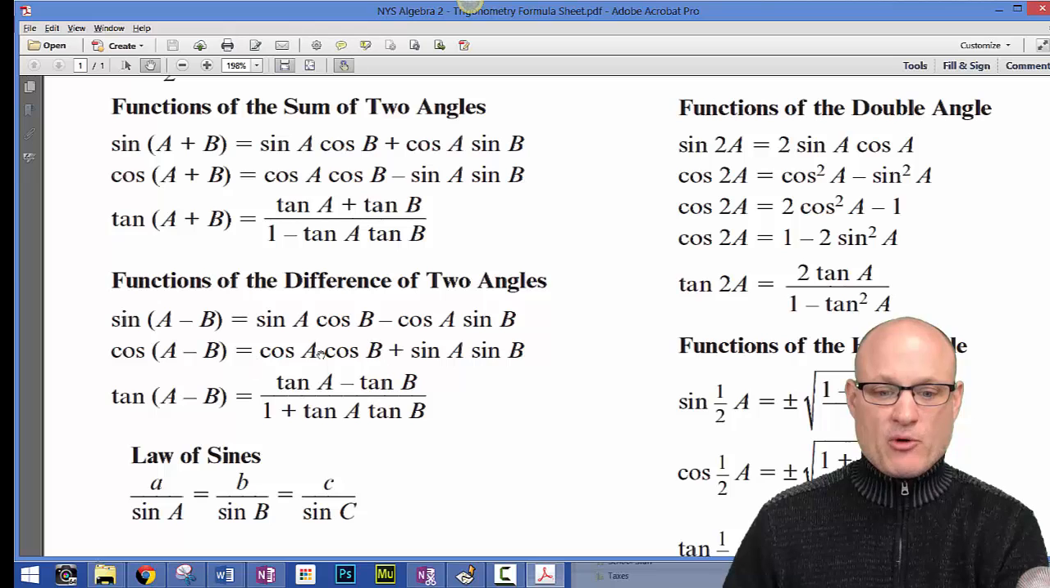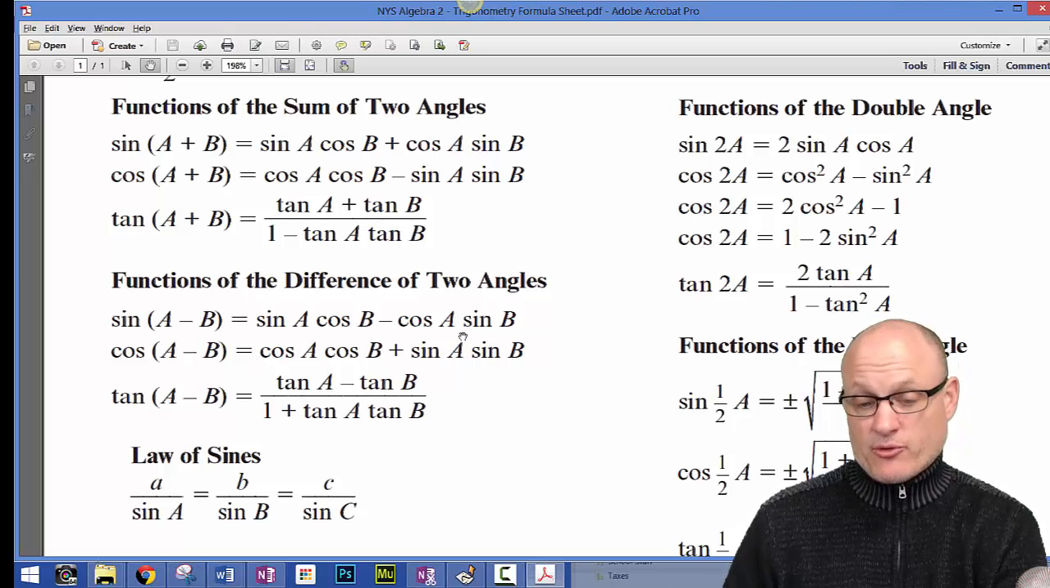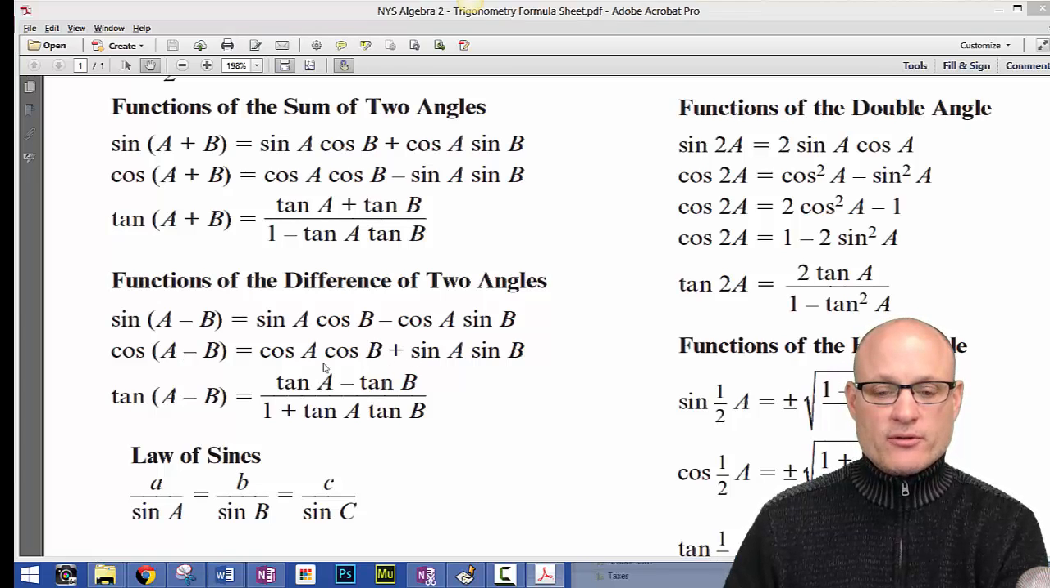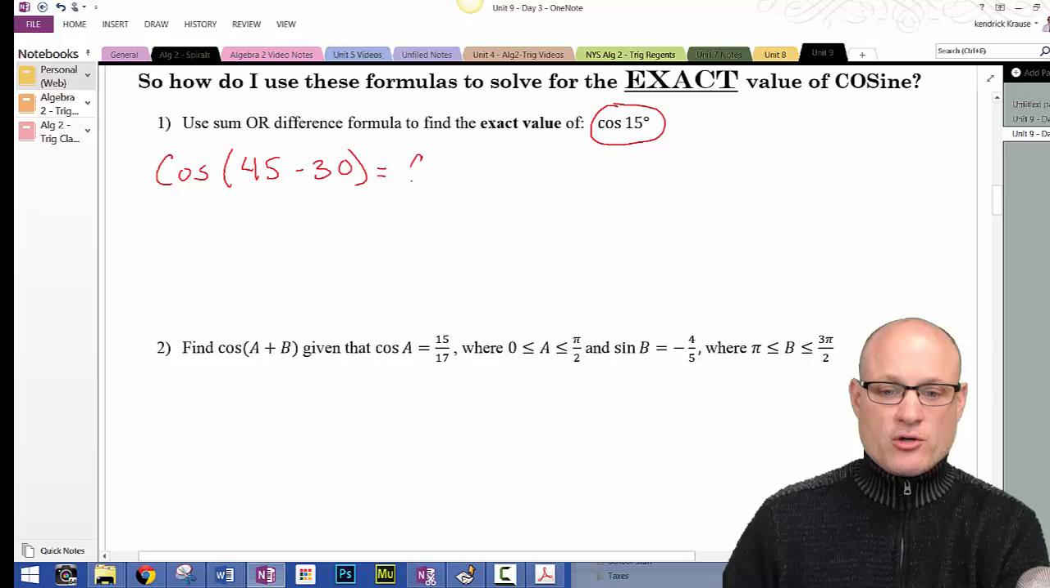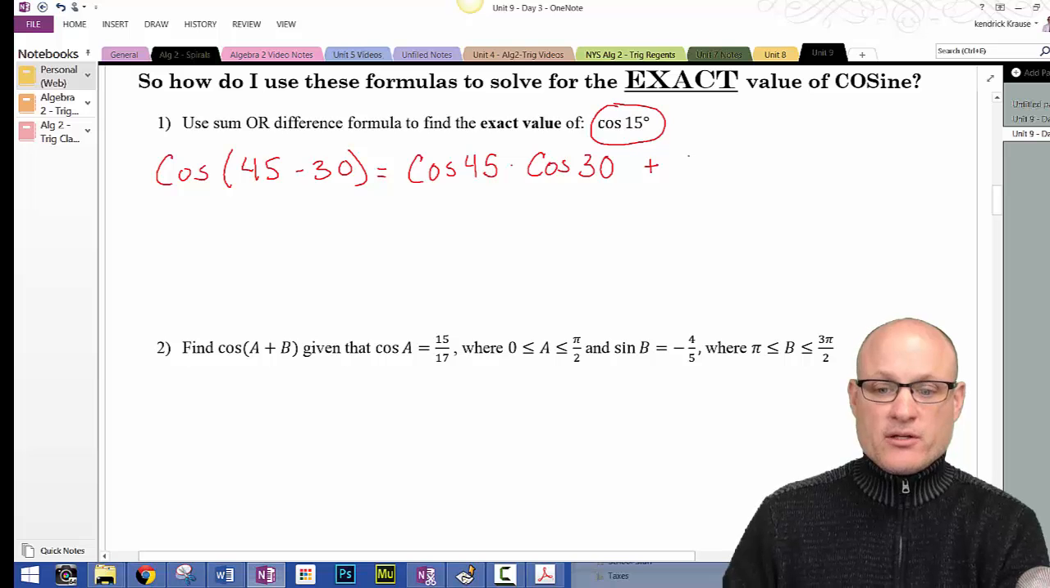You'll also notice both cosines come first, both sines come second. So in some respects, the cosine functions are a little bit easier. So we're going to be using the minus. It has a plus, and cosines come first. So this is equal to cosine of the first angle times cosine of the second angle. Opposite sign with cosine, so we're going to put a plus. Sine of the first angle, sine of the second angle.